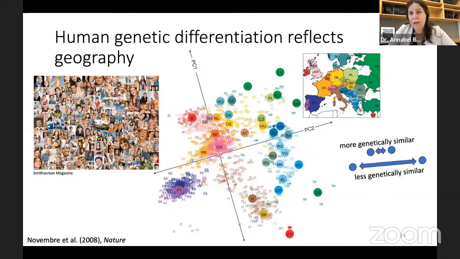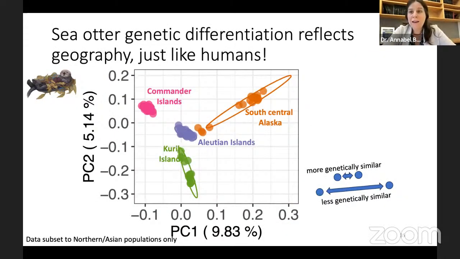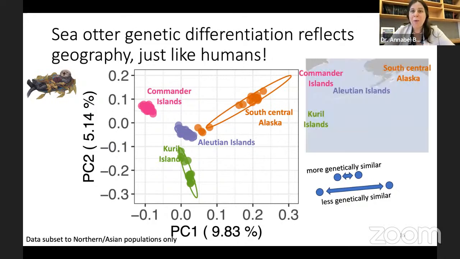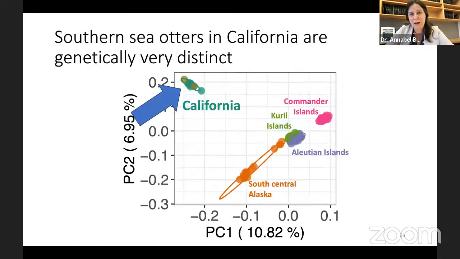So we wondered what this might look like for sea otters. Here again, each point is an individual sea otter, and the closer the points are, the more genetically similar they are, and I've colored them by where they're sampled from. And what you can see is just like the humans in Europe, this really reflects the geography of these sea otter populations, that they are more closely related to otters from their same area, and it almost perfectly recreates this map and this geography in the North Pacific, which is really amazing. Just like humans, the sea otters are more closely related to sea otters from where they're from and to neighboring populations.